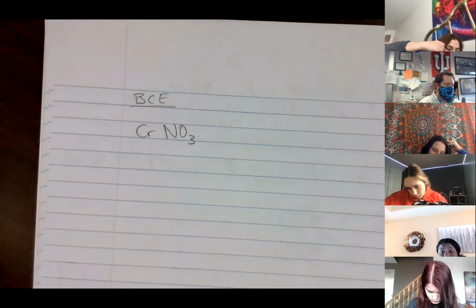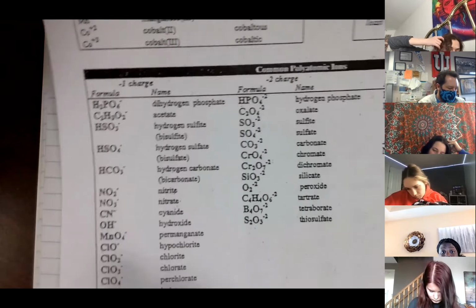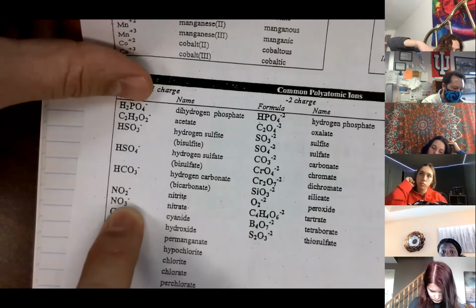All right, so the balanced chemical equation. This time we're going to do chromium 3 nitrate. So chromium 3 means it has a positive 3 charge. We just talked about it on the last one. Nitrate has a negative 1 charge. So it's going to take 3 of my negative 1s to cancel out the positive 3 of chrome. Okay?